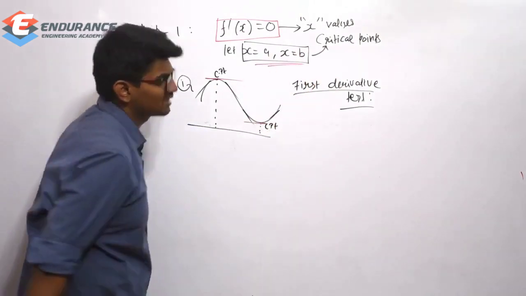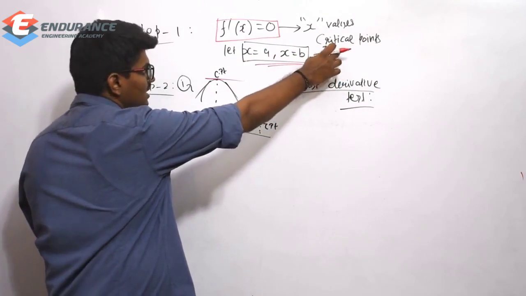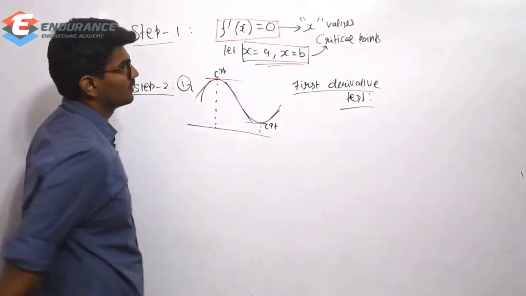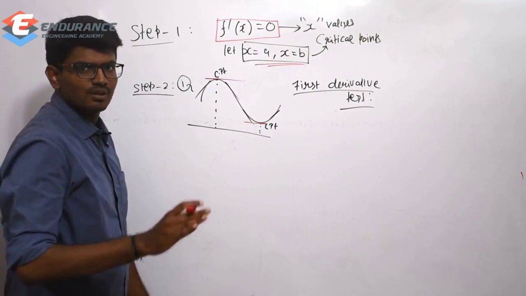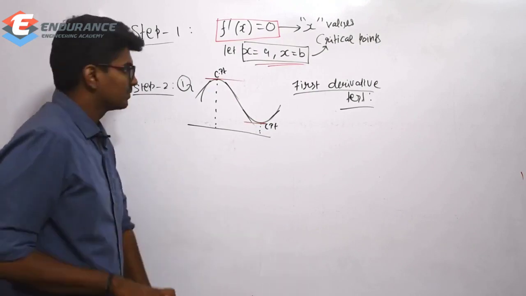Exactly at the critical point the slope will become 0, so I am equating it to 0 and finding critical points. Let us take that x is equal to a and x is equal to b are critical points which I determined from f dash of x. So the first step is done: equate f dash of x to 0 and find the x values, and those x values will be critical points. All are critical points.